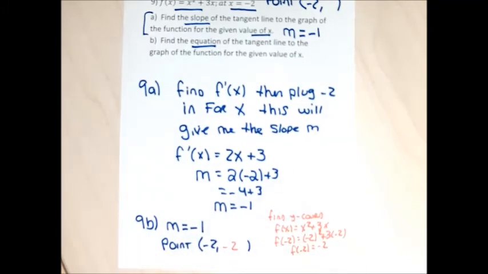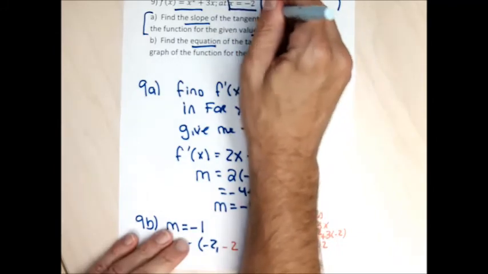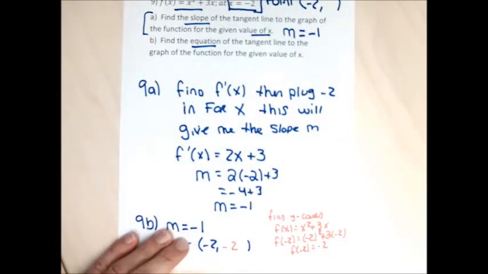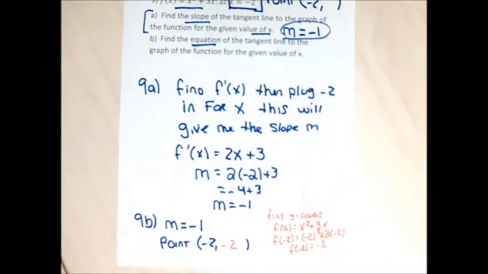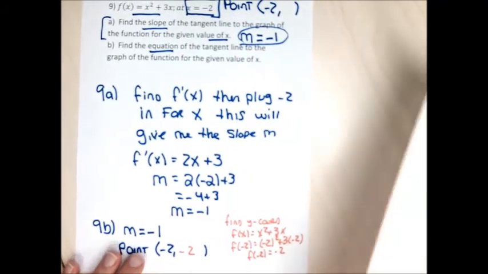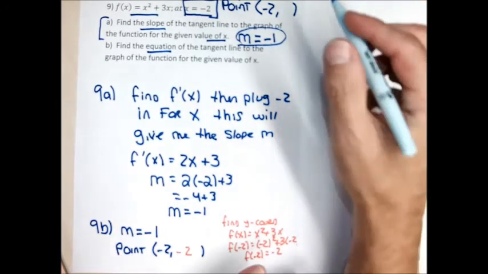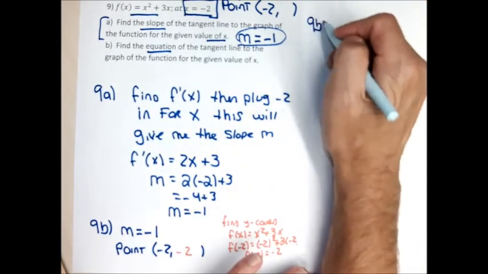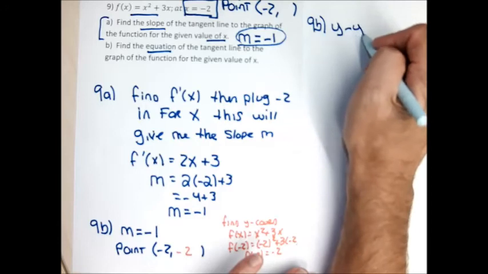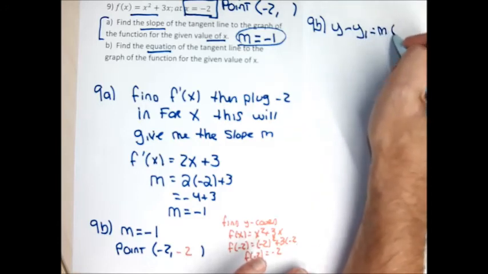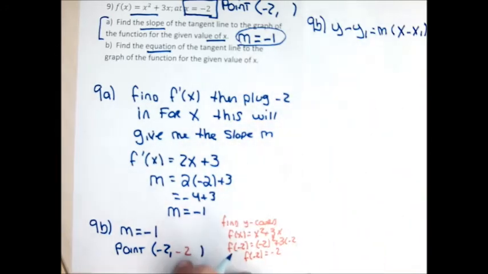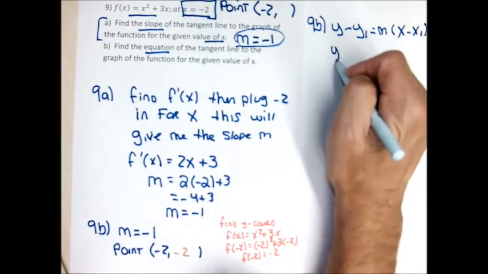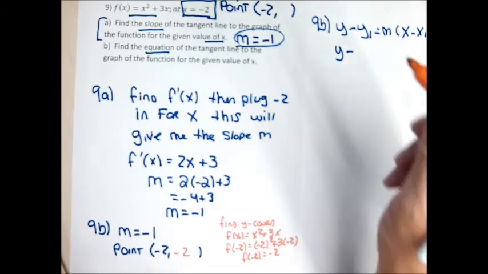So to do part B, I took the x coordinate that was given, made it the x coordinate of my point. I took the answer for part A, which is the slope, I use the original function to find the y-coordinate of the point. And now for 9b, I'm just going to go y minus y1 equals m times x minus x1. In for the y1, I'm going to plug that orange -2. It's the y-coordinate of the point.